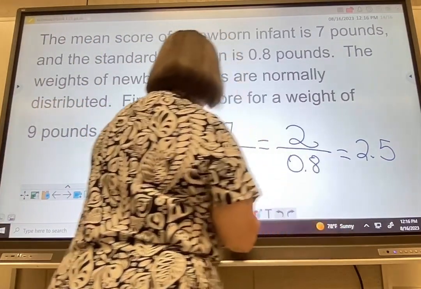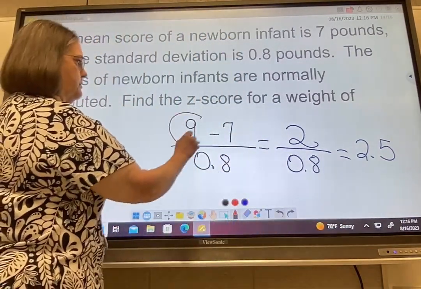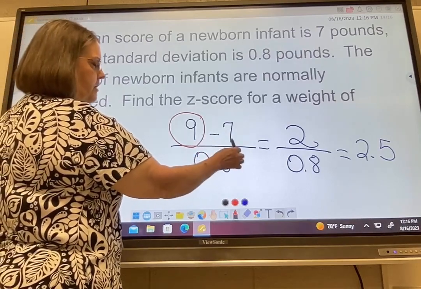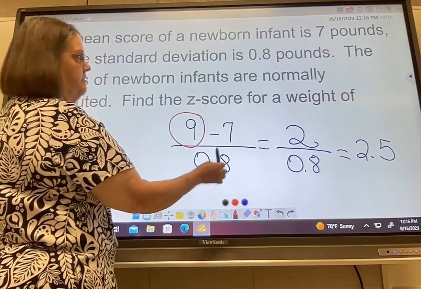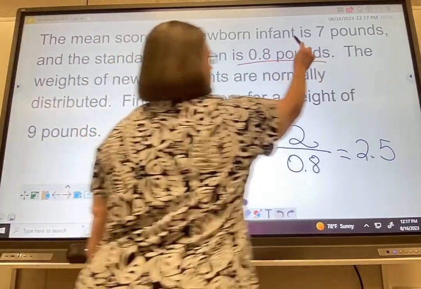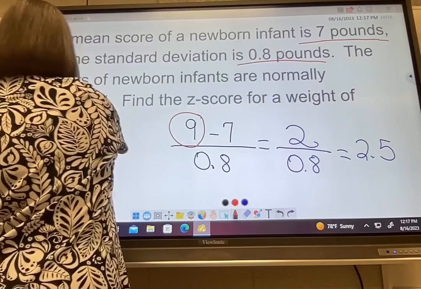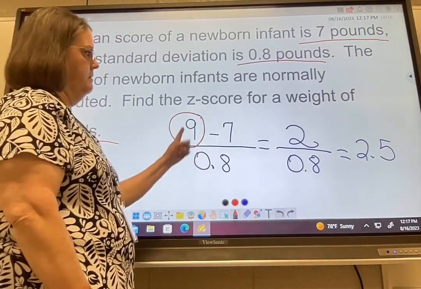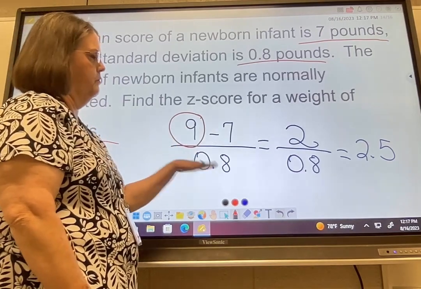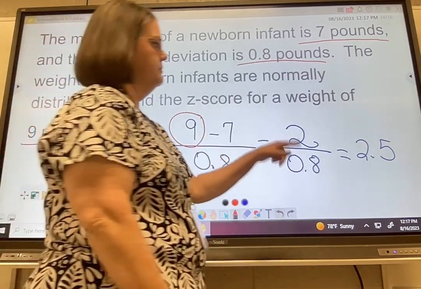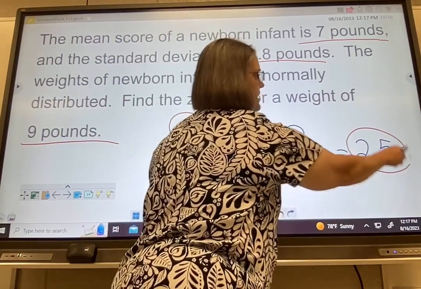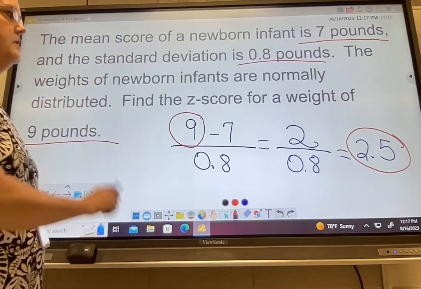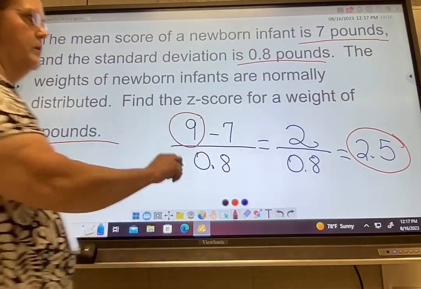Okay, so you put 9 first, which is the weight of the baby, then you subtract the mean from it, and then you divide by the standard deviation, which is 0.8. So these are the important numbers here, and then you put that in your calculator. You can hit the fraction button, put 9 minus 7, and then 0.8 in the denominator, and hit equals, and the calculator will take you straight to this. This baby is 2.5 standard deviations above the mean, which means it's one of the bigger babies.